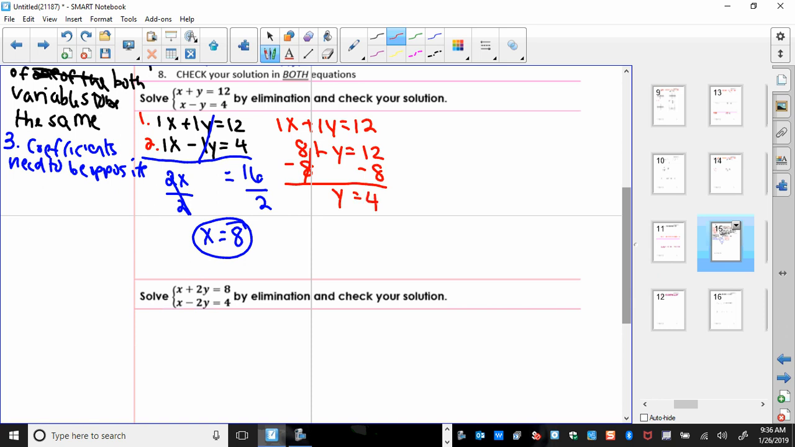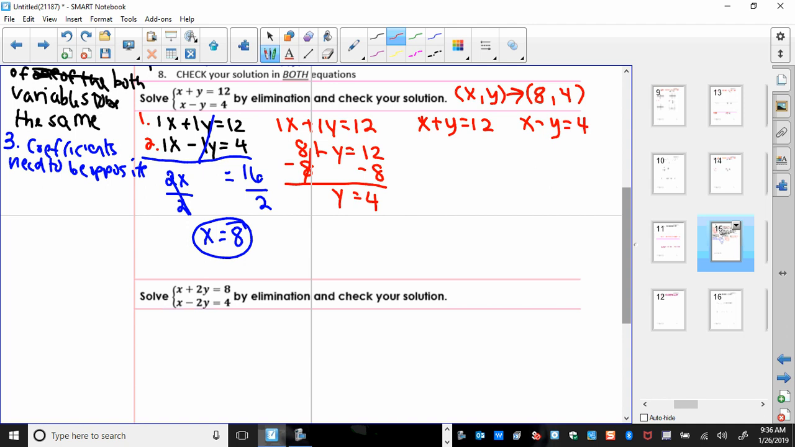Then I'm just going to check my answer here. When x and y map onto 8, 4, are these equations true? So we check the first one. We have x plus y equals 12. And we check the second, which is x minus y equals 4.